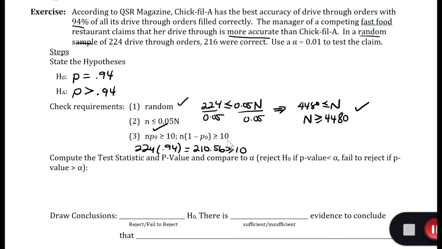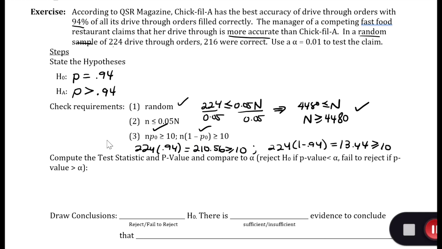And then similarly, we also have to check that n times 1 minus p naught is greater than or equal to 10. So my n is, again, the sample size 224, times 1 minus 0.94, which equals 13.44, which again is greater than or equal to 10. So our requirements are satisfied.